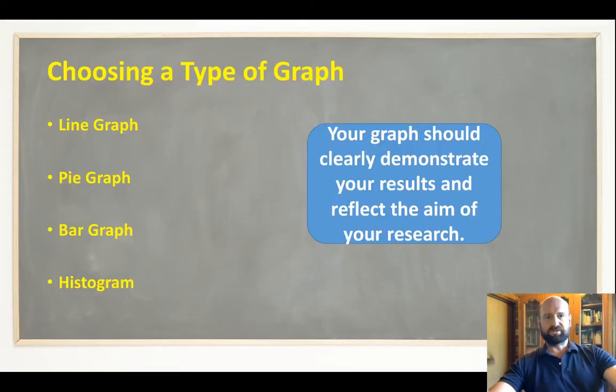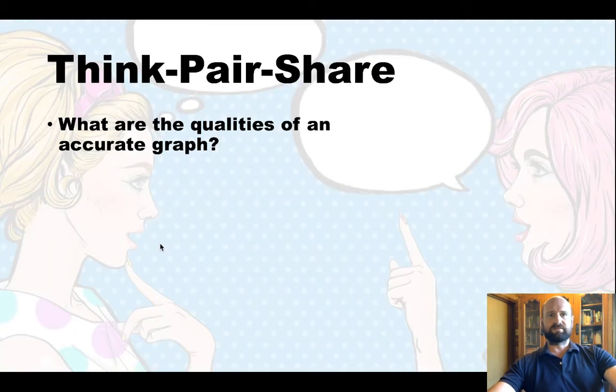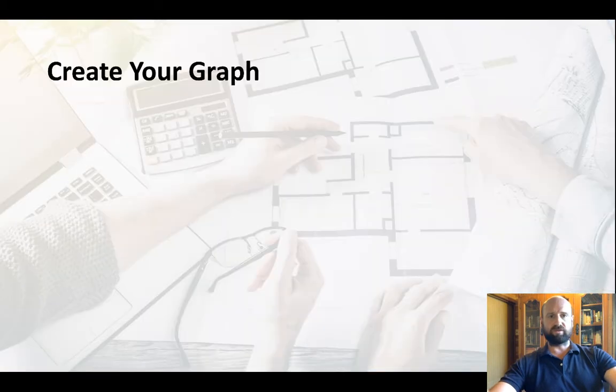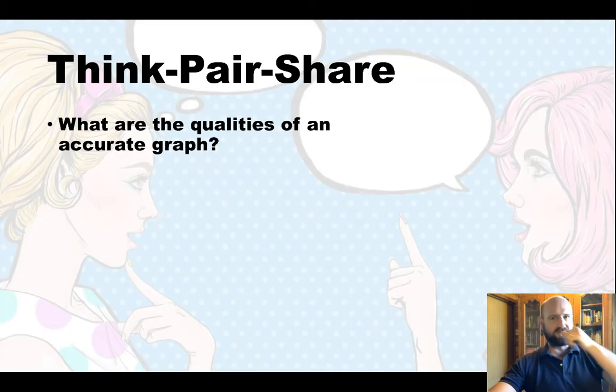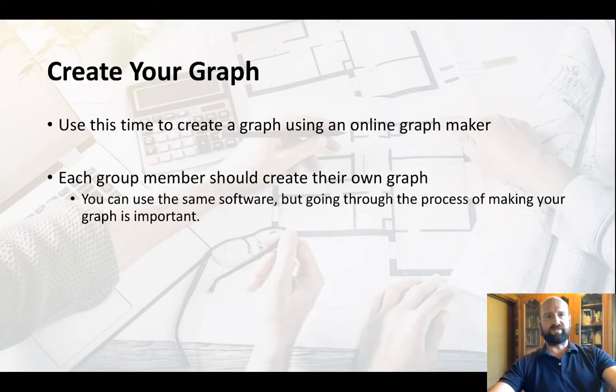So these are, I would say, the common types of graphs they're going to use. The most common type would be a bar graph or a histogram. And then we talk about what are the qualities of an accurate graph, or qualities of a good graph. So hopefully they are coming up with things like well-labeled axes, not misleading axes, things like that. All right, and then this is just time for them to create.